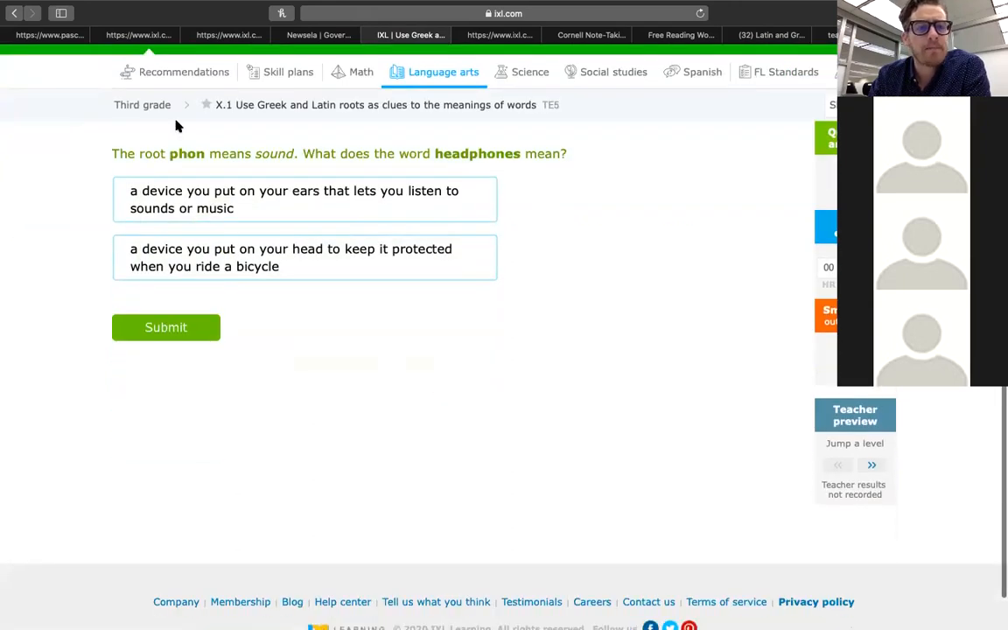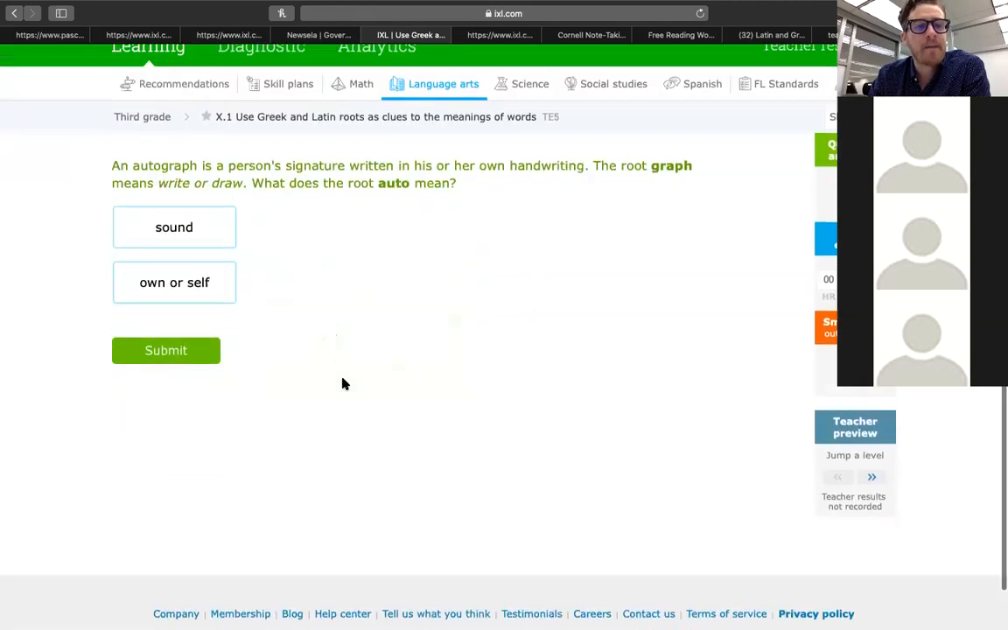Keep it up, Buttercup. Okay, so the root phone means sound. What does the word headphones mean? A device to put on your ears to let you listen to music, or a device to put on your head to keep it protected? A device put on your ears when you listen to music. Yes. Bingo bango, that's right.